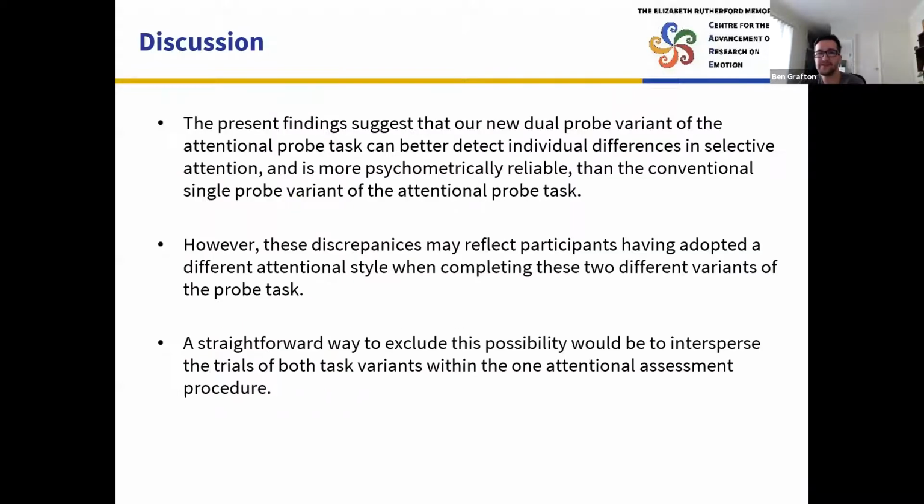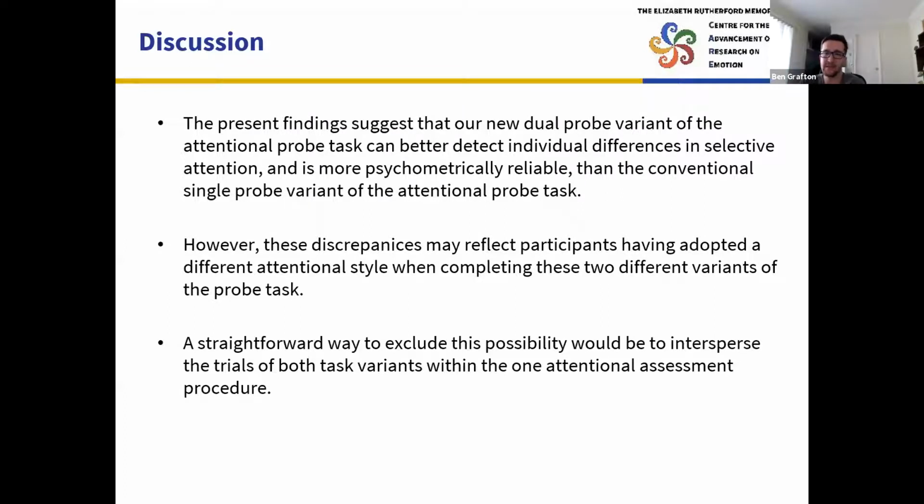So these findings suggest that the dual probe variant is better at picking up the bias, and it can do it in a more psychometric or reliable way. But we did recognize that it was possible that participants might have been adopting a different approach when they were completing the single probe task, because on that task, in order to compute a measure of bias, we had to have probes appearing in the location that they were instructed to attend to only 75% of the time. So we figured, well, maybe that would account for the differences in reliability between the two tasks.